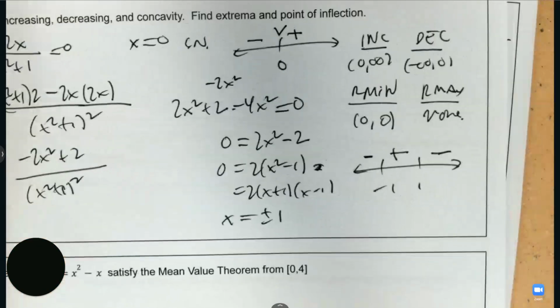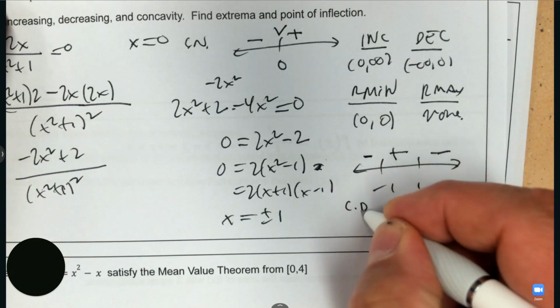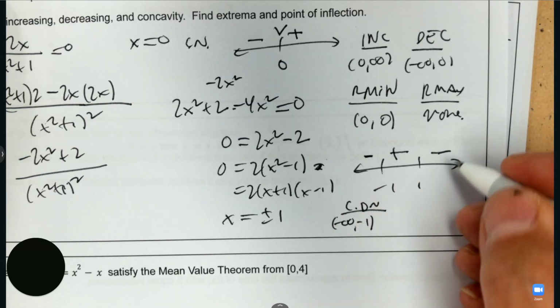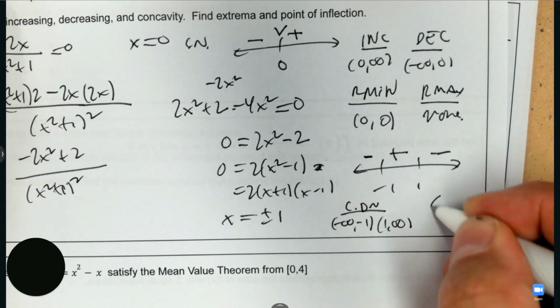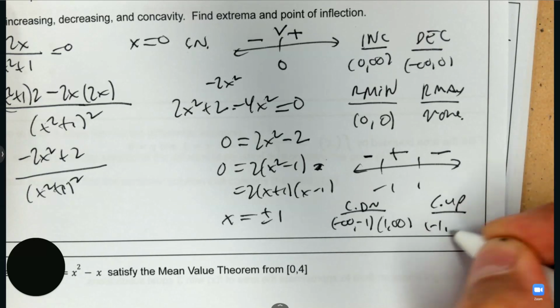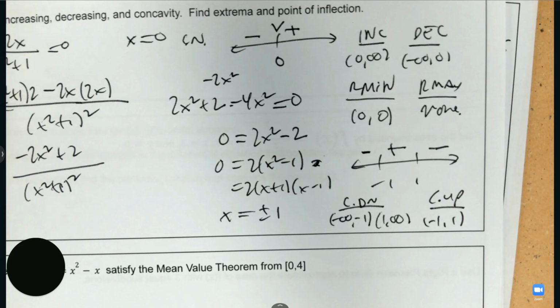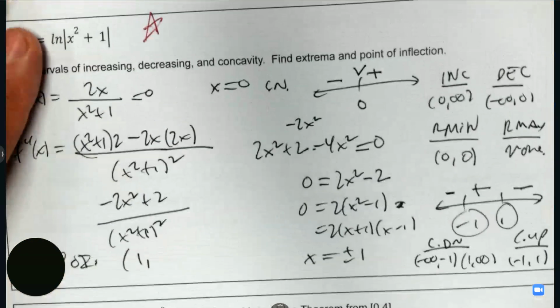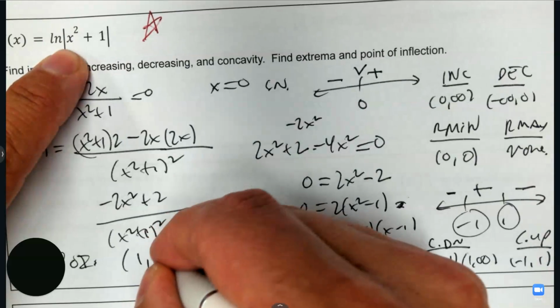So where is this concave down compared to up? Negative infinity to negative 1, and 1 to infinity. Where is it concave up? From negative 1 to 1. And there's 2 points of inflection. So I'll put them over here. So at positive 1, if I plug it in, that's ln 2.